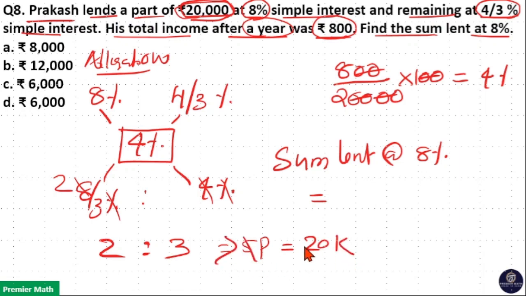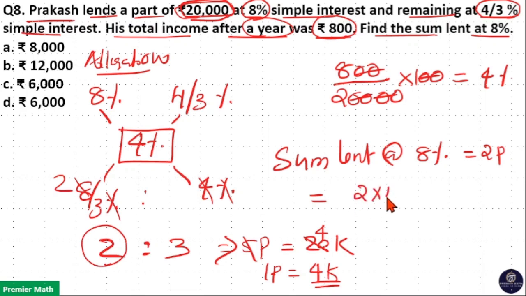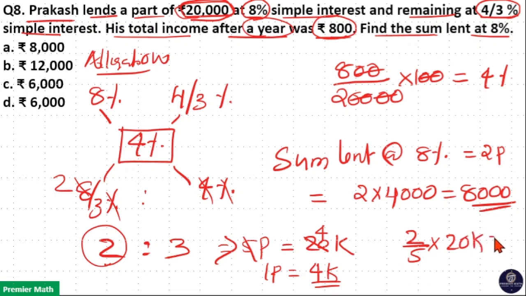Now 5 goes 4 times in 20. That is 1 part is equal to 4,000. Now the sum lent at 8% is equal to 2 parts. So 2 parts is equal to 2 into 4,000, which is equal to 8,000. Or you can find 2 by 5 into 20k. This is also 8k.